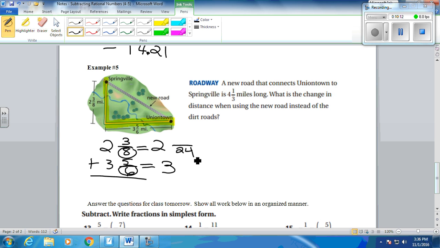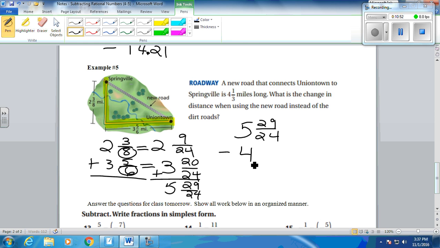So 8 times 3 is 24. 3 times 3 will give me 9. 6 times 4 is 24, so 5 times 4 will give me 20. I add these up, I get 29 24ths. And 2 plus 3 will give me 5. For right now, I know that I'm dealing with an improper fraction. I'm just going to leave it as an improper fraction because they said the change in the distance, and the change in the distance would be the difference. So I'm going to have the 5 and 29 24ths, subtract the 4 and 1/3.